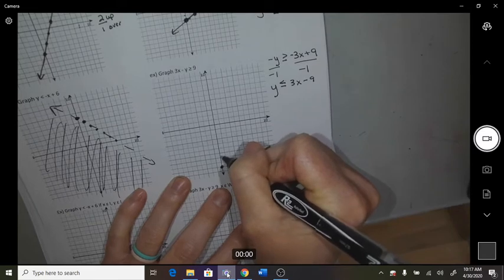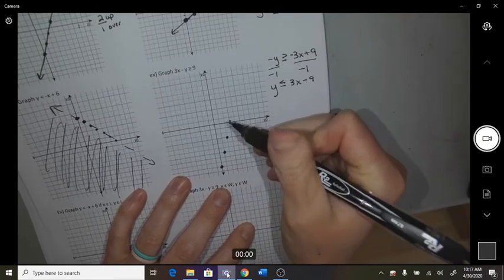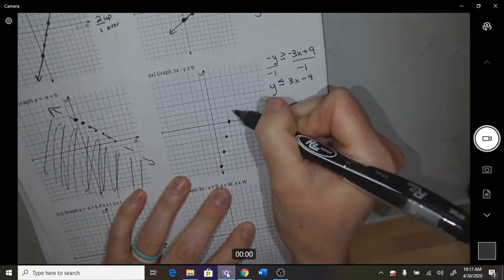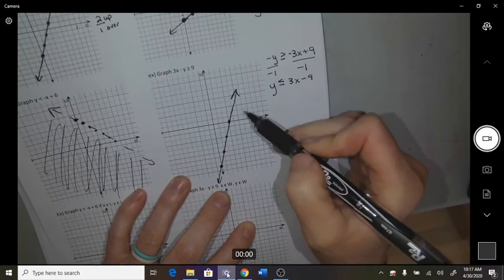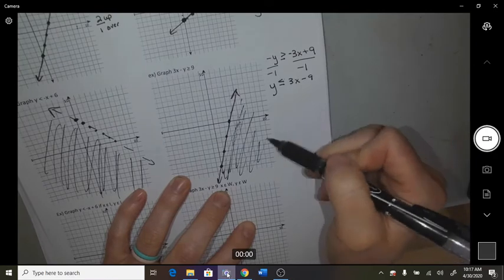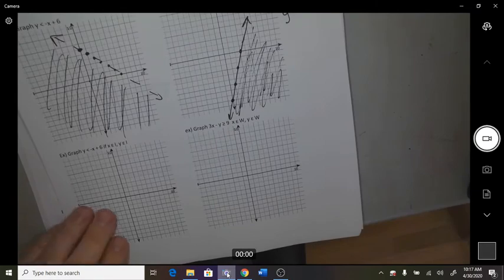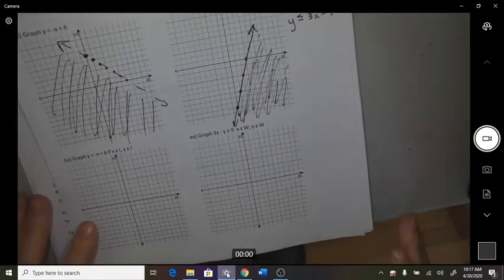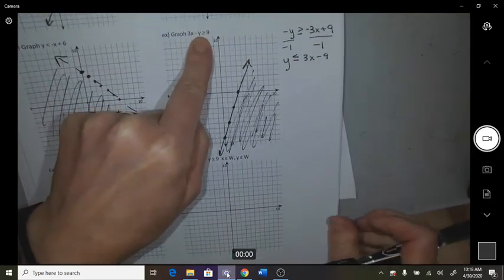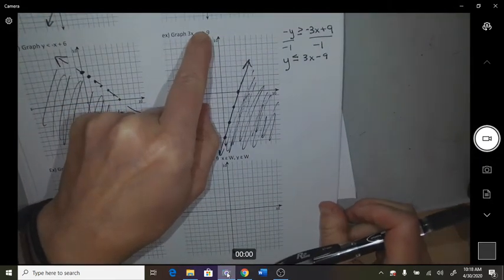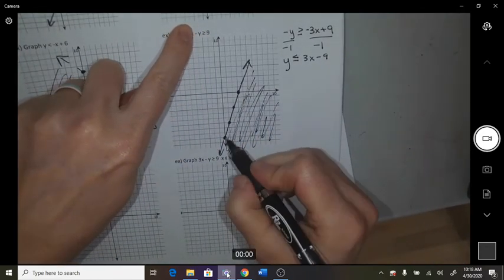So up 3, right 1. Now this says we can be equal to the line, so I'm going to draw it as a solid. But at the end we end up less than, so less than is angling downward this way. We could also double check here: if we cover this up, the x-intercept is 3, and if we cover this up, the y-intercept is -9.